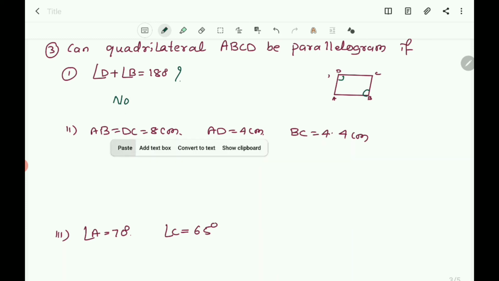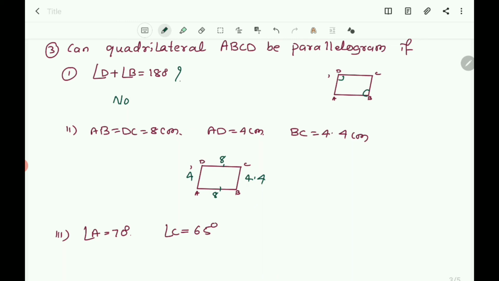Next, AB is equal to DC is equal to 8 centimeters and AD is equal to 4 centimeters, BC is equal to 4.4 centimeters. Here one pair of opposite sides are equal, but the second pair of opposite sides are not equal. Therefore here also it is not a parallelogram.